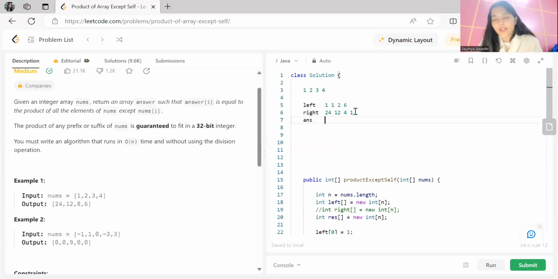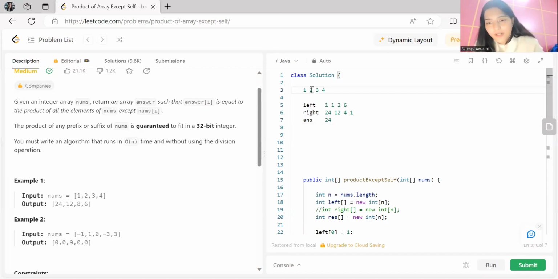So in the answer array, what we'll be doing is, left of 1 is having what? Whatever is the product of the elements before this index, right? And right of 1 is having the product of all the elements from the right hand side. This particular index is not included in both cases. So we can directly say the answer we can get from the multiplication of left of I into right of I. So that would be 24.